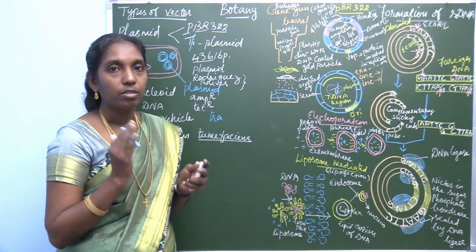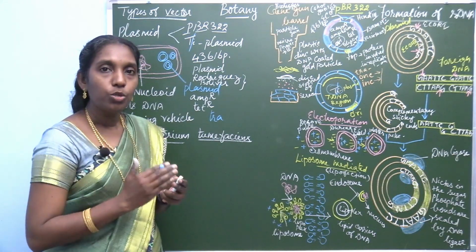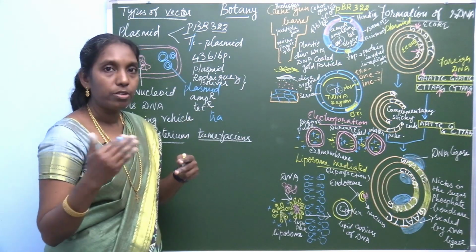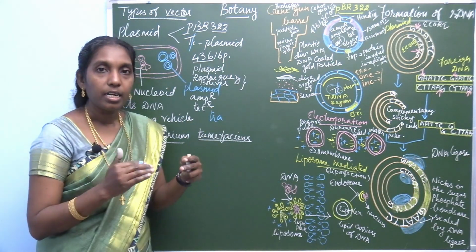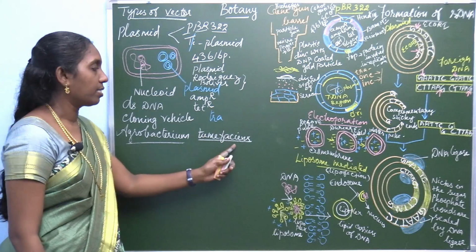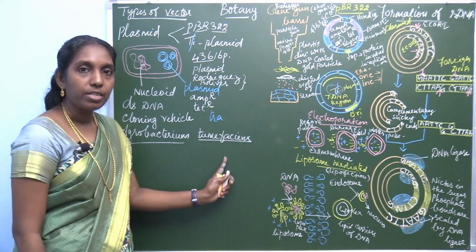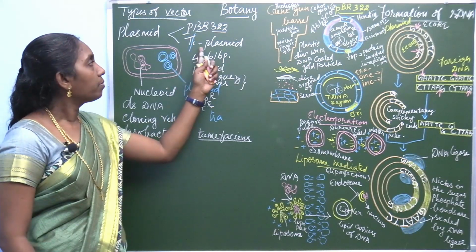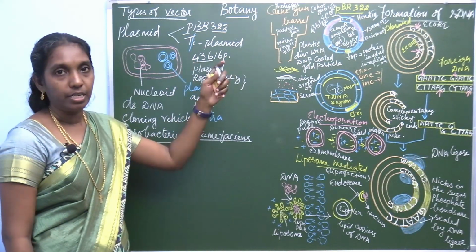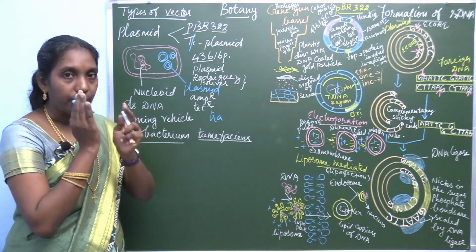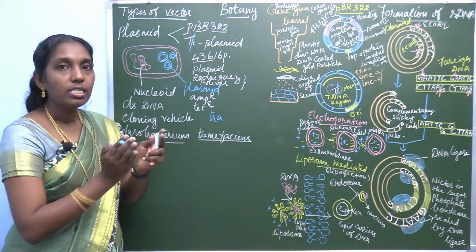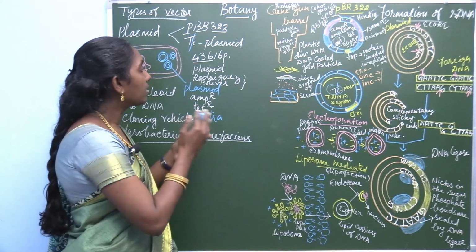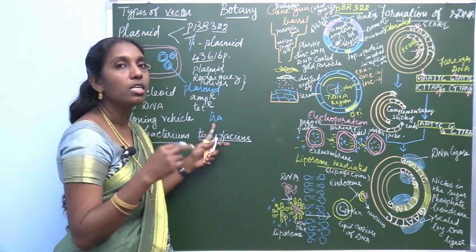One word question: what is Ti? Tumor inducing plasmid. The Ti plasmid is the tumor inducing plasmid present in Agrobacterium tumefaciens. Agrobacterium tumefaciens is the bacterium which contains a gene called the Ti plasmid. From this Ti plasmid, the T-DNA is transferred through the tra gene.